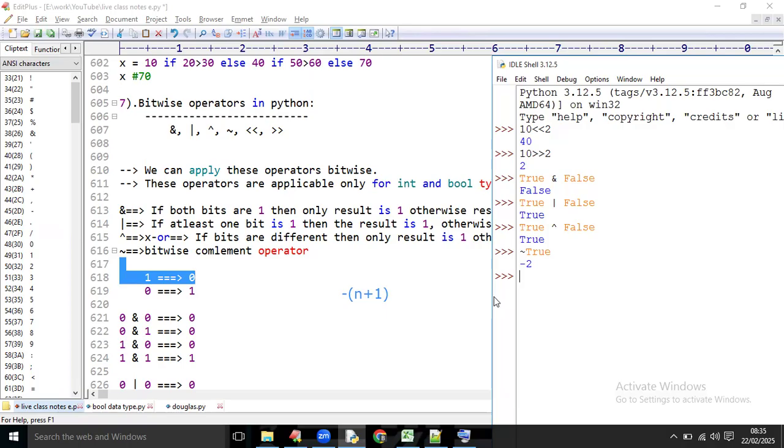Next, if we give minus 4, negation of 4, then the output will change. 4 plus 1 is 5, with the minus symbol, so the output is minus 5. Like that it will operate.